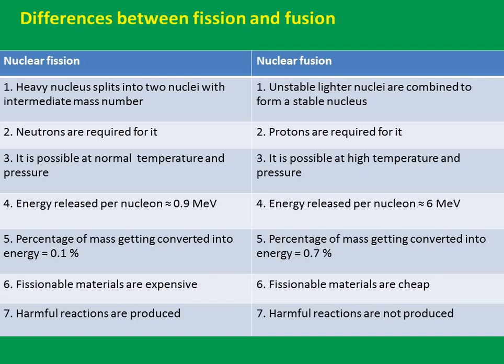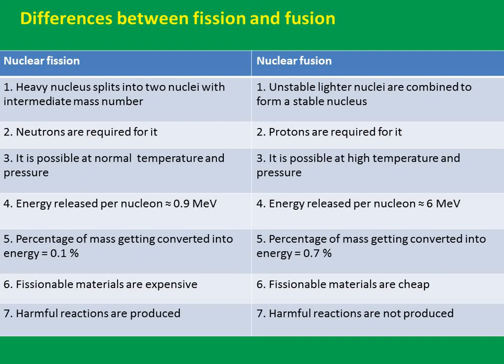Nuclear fission and nuclear fusion. Let's see the first one. In fission, a heavy nucleus will split up into two nuclei with intermediate mass number. I have given you the range, right? Coming to nuclear fusion, unstable lighter nuclei are combined to form a stable nucleus. Here neutrons are required, while there protons are required. Here this is possible at normal temperature, while there it is possible at high temperature, just now we have seen.